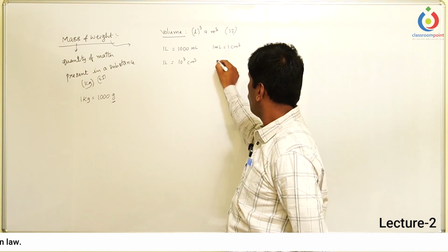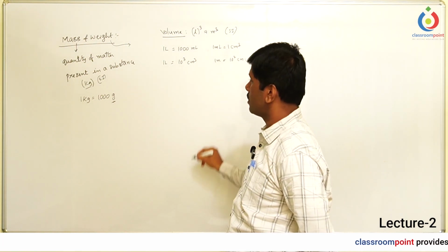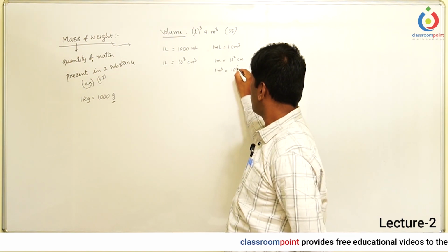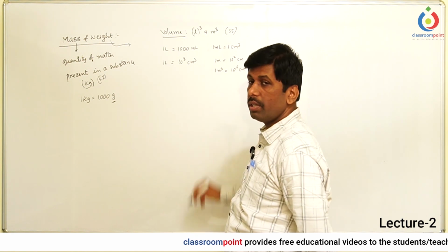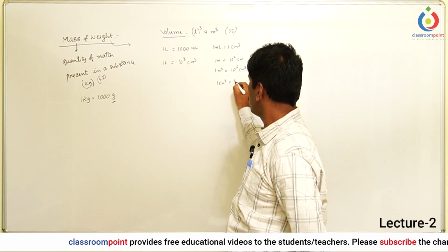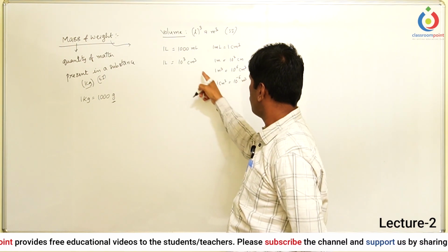Then let us see what a meter is. 1 meter equals 10^2 centimeters. If you want to calculate 1 meter cubed, then it will be equal to 10^6 centimeter cubed. Then 1 centimeter cubed is equal to 10^-6 meter cubed. Now substitute this value here.